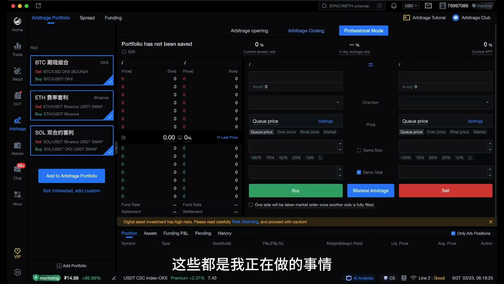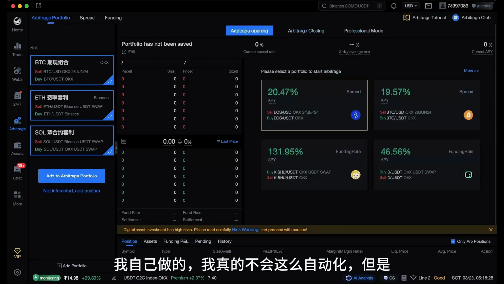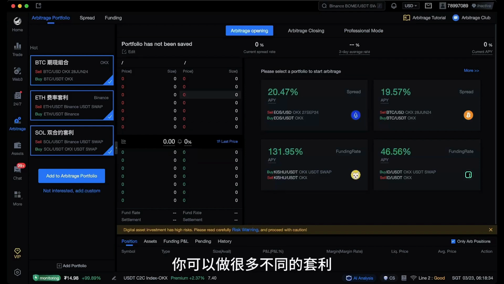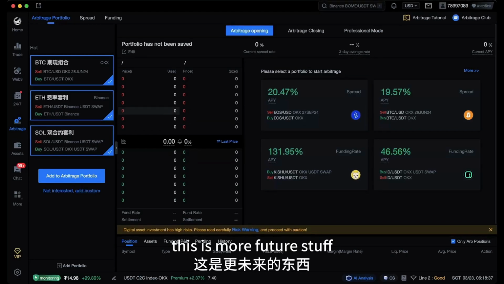You can go to professional mode. You can try to open it, close it. This is just insane because these are all things that I'm doing on my own. And I don't really do this automated, but it's just such a cool tool.